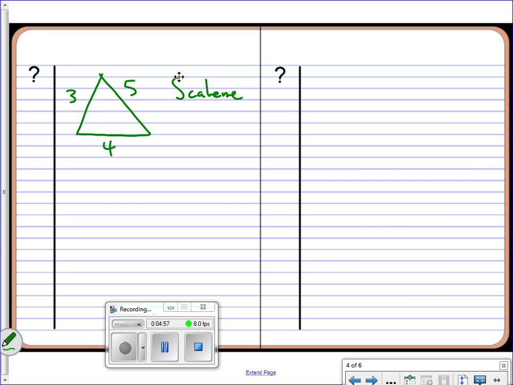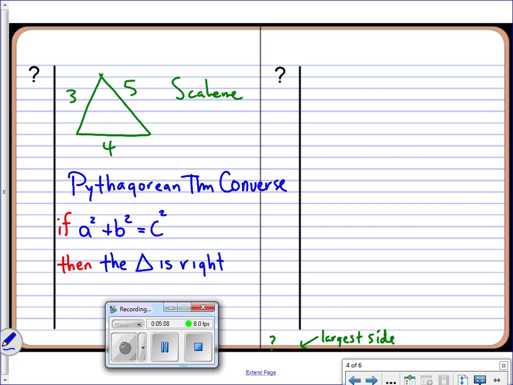So let's look at something that will help teach us how we can now, given the sides, determine what kind of angles are inside. The tool we're going to use is called the Pythagorean Theorem Converse. So here's what the Pythagorean Theorem Converse says.